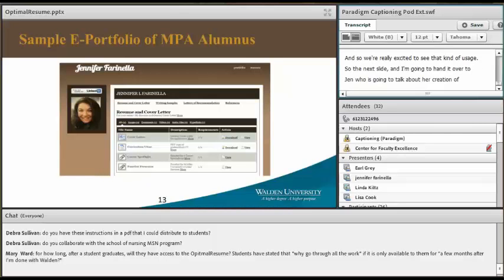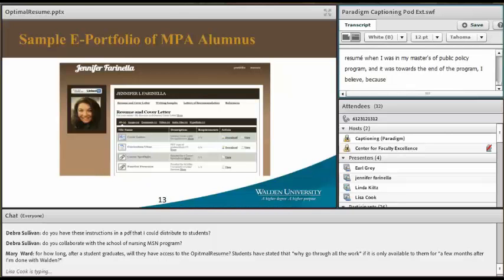Jen. Hi, everyone. So my name is Jennifer Farinella. I am an MPA alumnus, but I am also the military services team lead here at Walden. And I started my trip through OptimalResume when I was in my Master's of Public Policy program, and it was towards the end of the program, I believe, where this was first introduced.